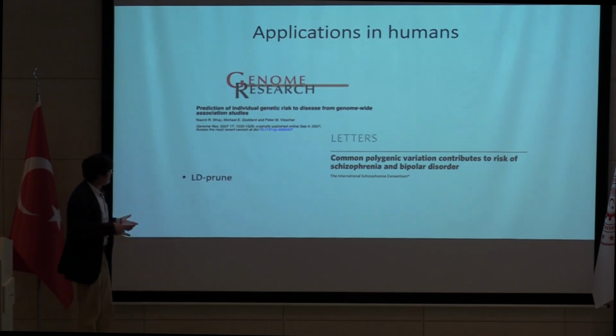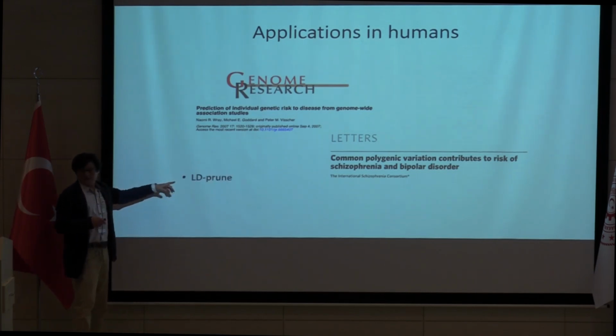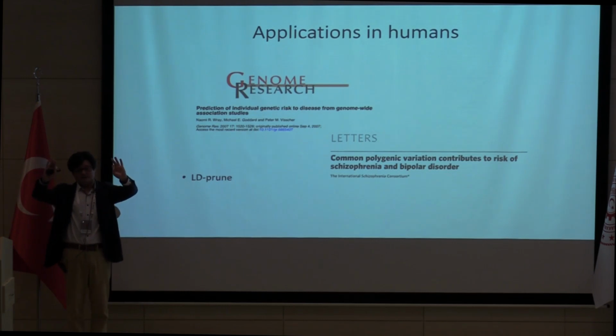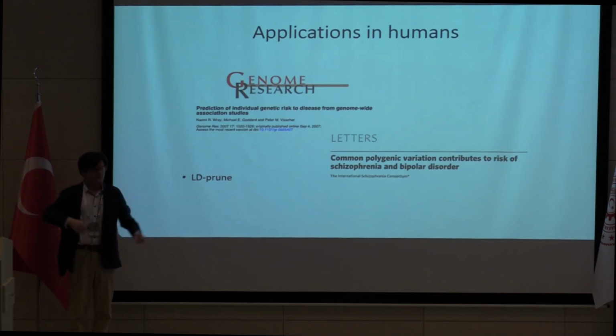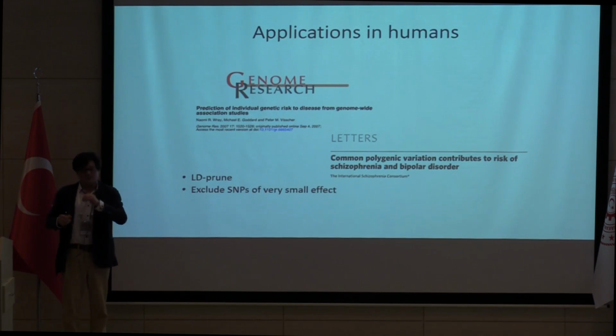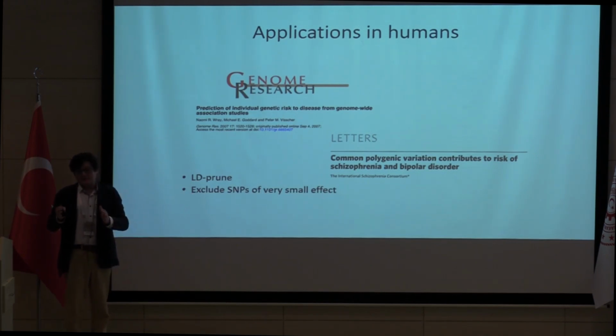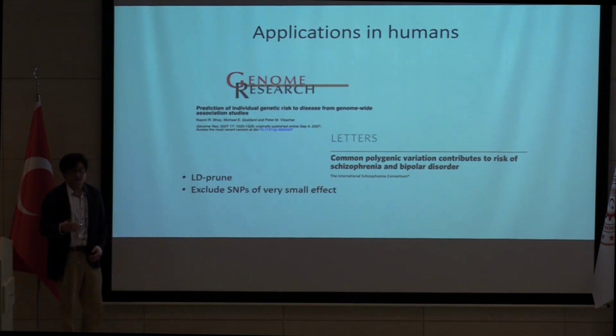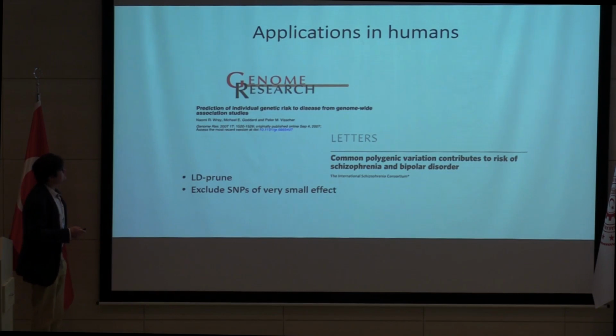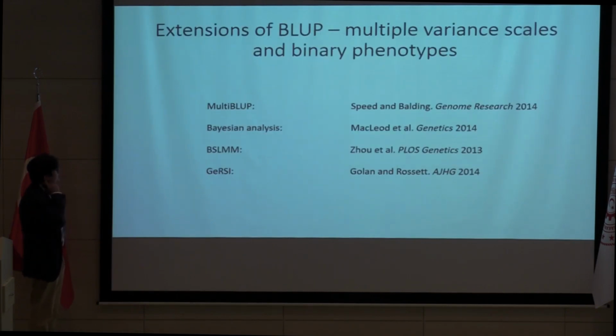And what they did was something very simple. They took independent variants, pruning LD. So they said, okay, if two variants are correlated, I just exclude one, so I keep only non-correlated pairs. And I exclude all effects that are really very small, probably zero. And it's suddenly significantly non-zero. The signal was very small, but it was clearly a non-zero signal. Then everybody got very interested in this.